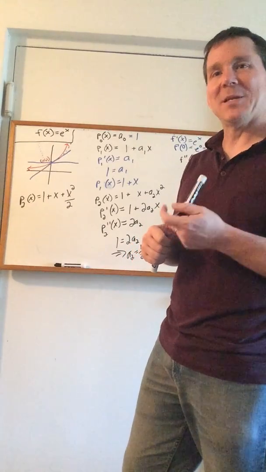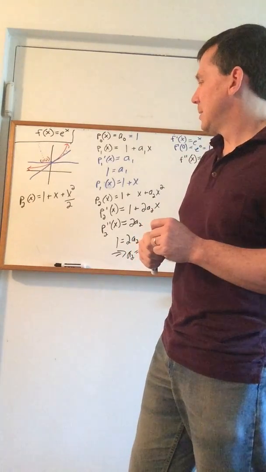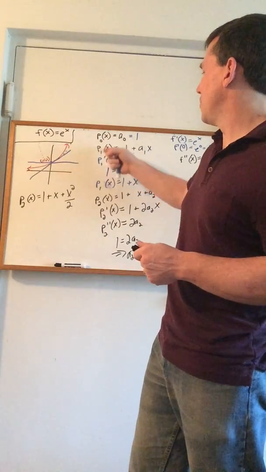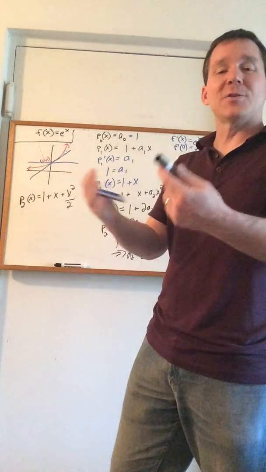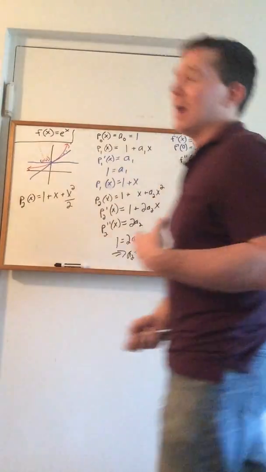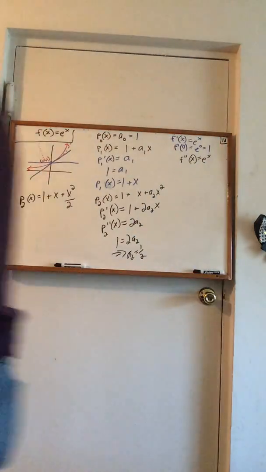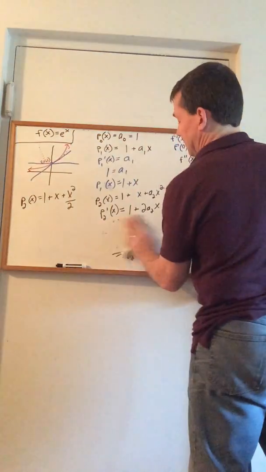So how do I make my approximation better? Well, I have this 0, 1, 2. Go to the third degree, a cubic. And here's where I'm not going to write the whole thing out, but we should be able to see the pattern.